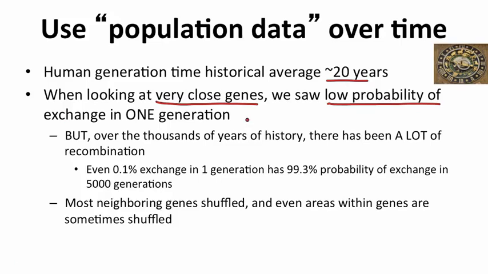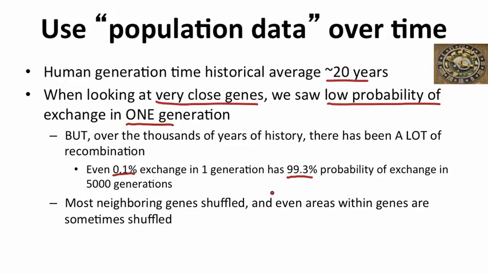Now, if you're looking at bases that are, say, hundreds of thousands of bases apart, although there's a very low probability of exchange in one generation, if you look over the thousands of years of human history, there actually has been a lot of recombination. So just putting in a little bit of math, if the probability of exchange is only 0.1%, so it's very low, in one generation between, say, two SNP markers, there would actually be a 99.3% probability of exchange when you iterate that over 5,000 generations.